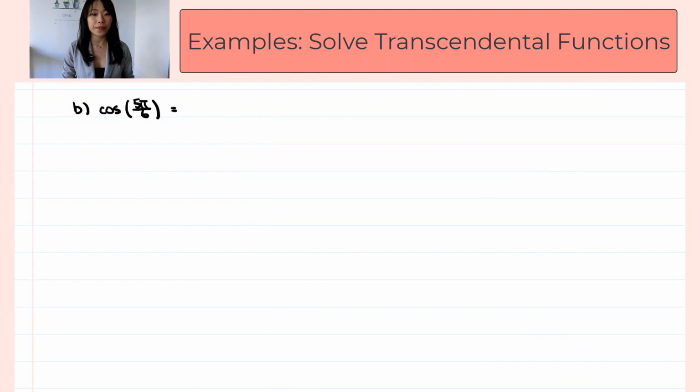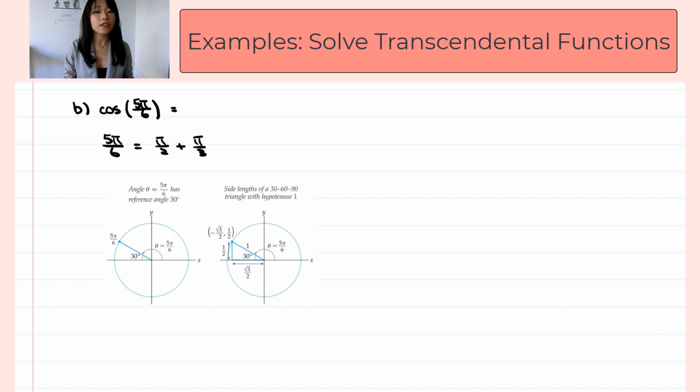Now let's look at part B. Let's find cosine of 5 pi over 6. 5 pi over 6 is smaller than pi and greater than pi over 2. So we know that it will be a point in the second quadrant. 5 pi over 6 also equals pi over 2 plus pi over 3. So it will be the negative of the x-coordinate when the angle equals pi over 3. That is shown in this figure here.